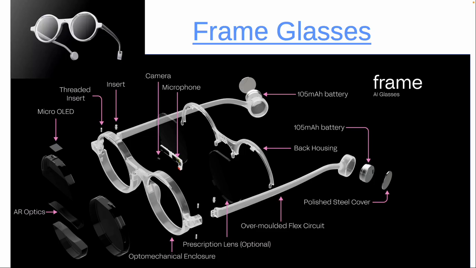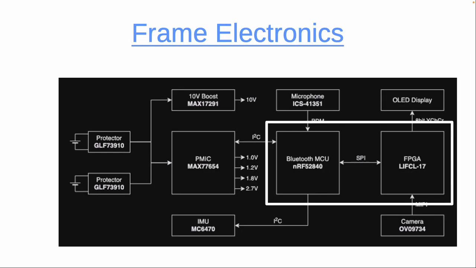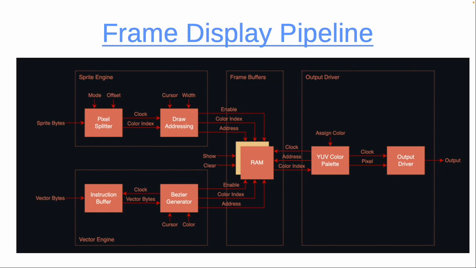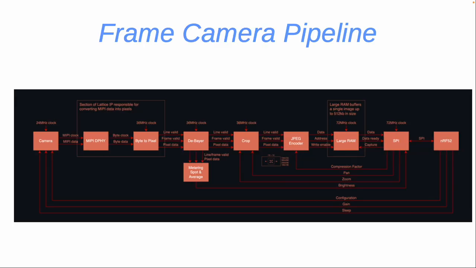An interesting, completely open source video processing pipeline is on the Frame glasses. They have a camera, they have an FPGA, they have a display, and they also have a Bluetooth microcontroller to talk to some AI back end. So the image comes in, it gets processed by the FPGA, it goes off to the MCU, and then it goes off to the cloud and comes back down and gets displayed on the OLED display. I won't talk much about the Frame display, but let's focus in on the camera pipeline.